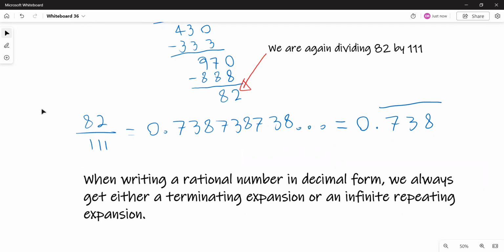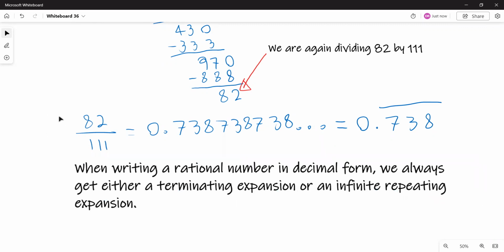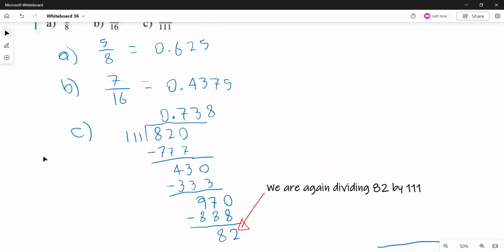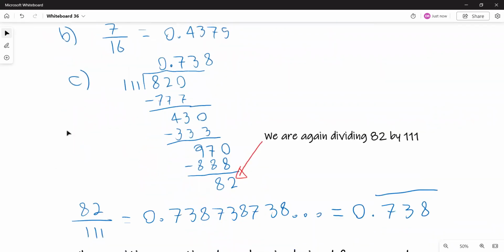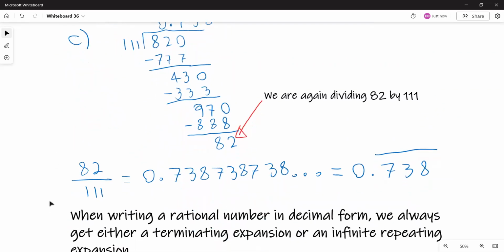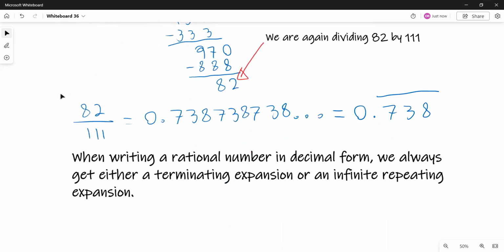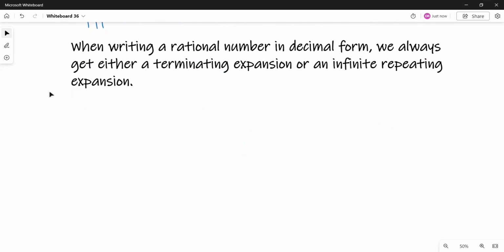So in the first two examples, we got the first case, that the decimal expansion terminated. And technically that repeats, but with a sequence of zeros. So in A and B, it terminated, and in part C, the decimal part repeats. So it keeps repeating forever.